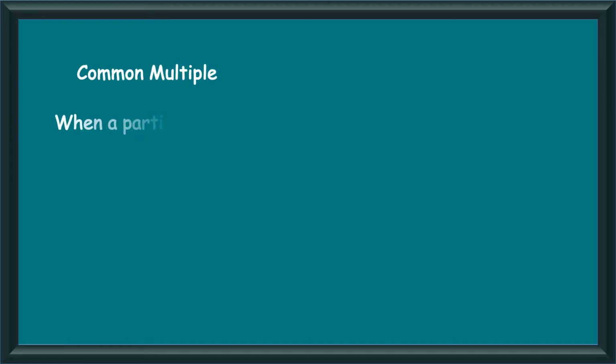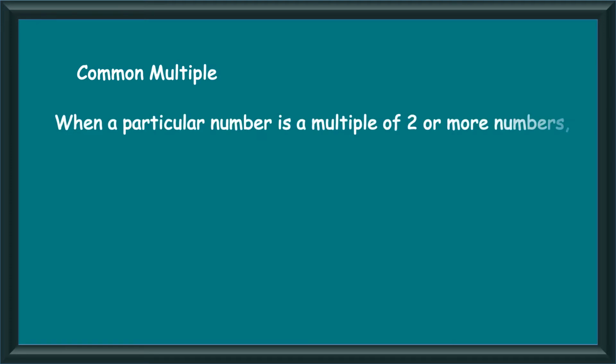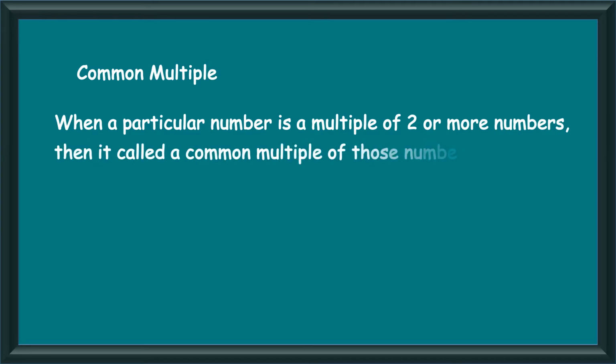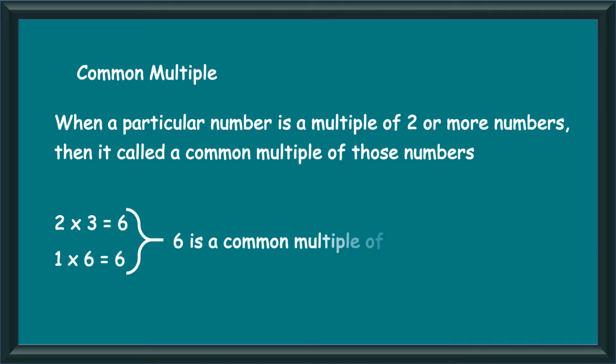When a particular number is a multiple of two or more numbers, then it is called a common multiple of those numbers. For example, 2 into 3 is equal to 6 and 1 into 6 is also equal to 6. This means 6 is a common multiple of 1, 2, 3 and 6.